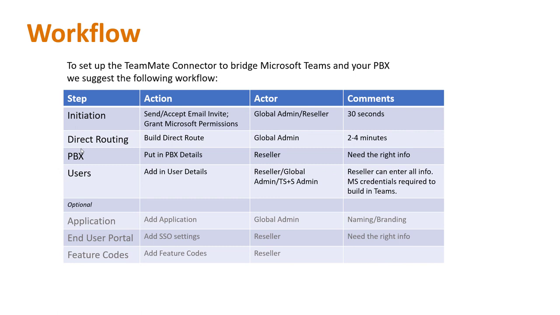PBX details and the user details are generally inputted by the reseller because they know that information, and the user, the global admin or team service admin, has to come in once those are built and sync up so those users are loaded into Microsoft. Optionally, there are a few additional steps if you do want to set up the application, the portals, and the feature codes: performed first in application construction by the global admin, subsequently by the reseller to set up the single sign-on portal, credential, and feature codes. These are in duller colors in this presentation because they were optional.